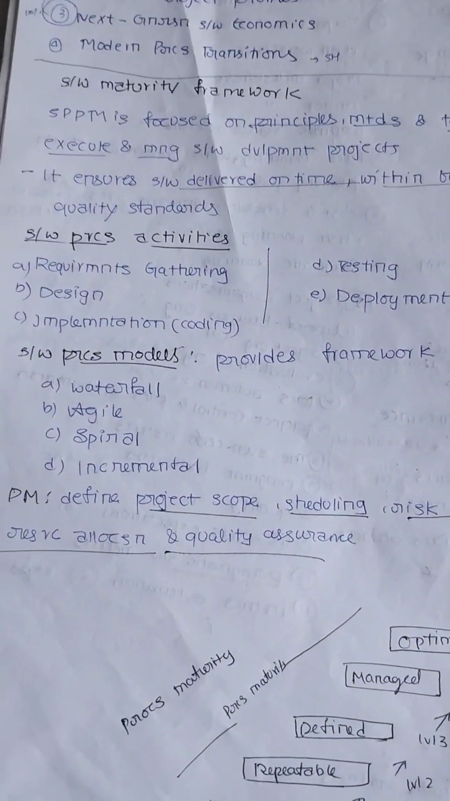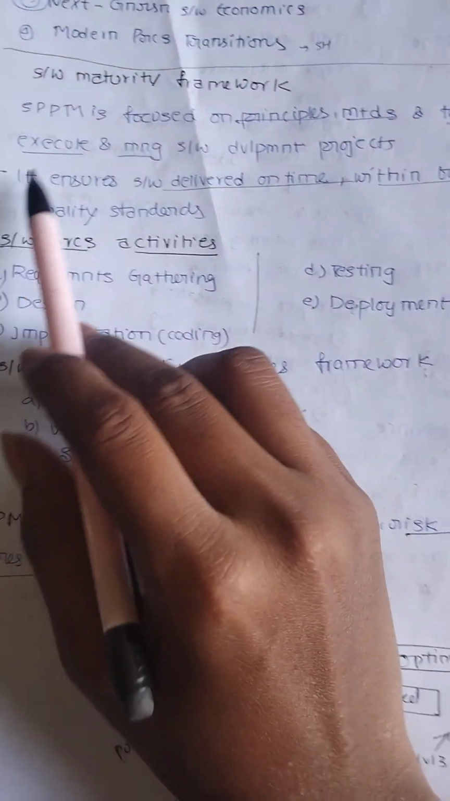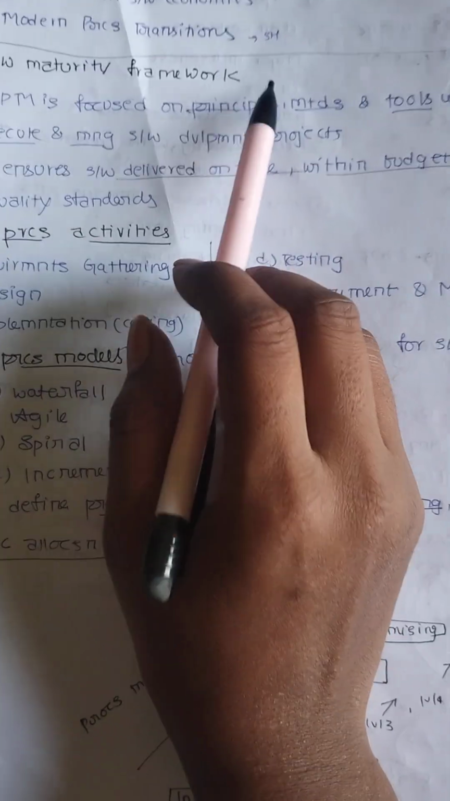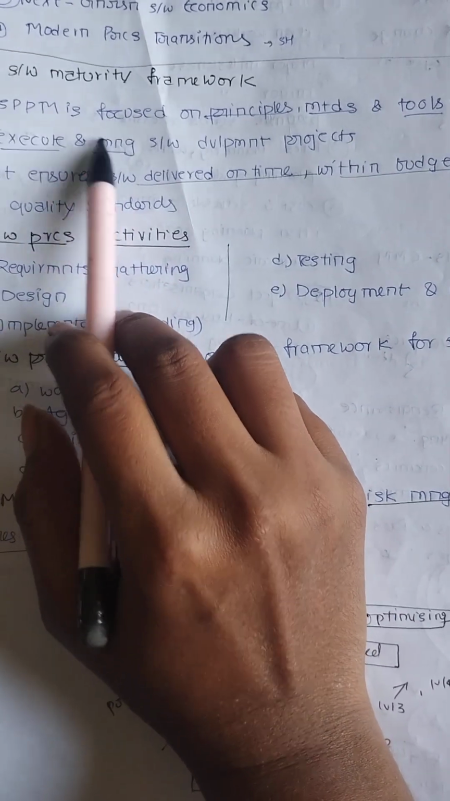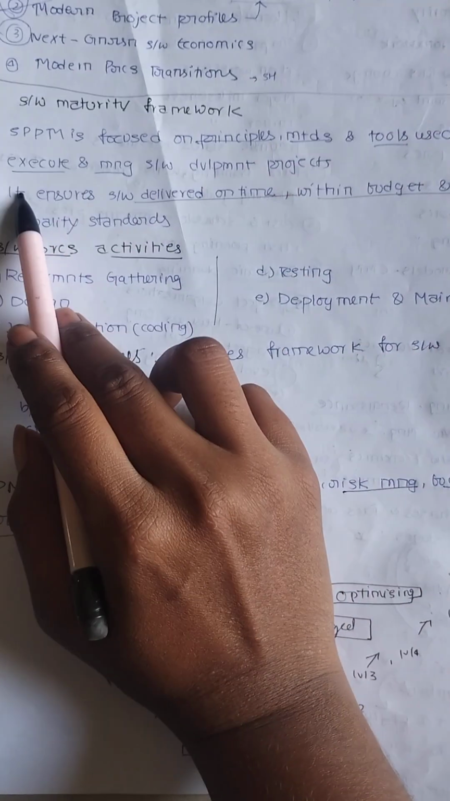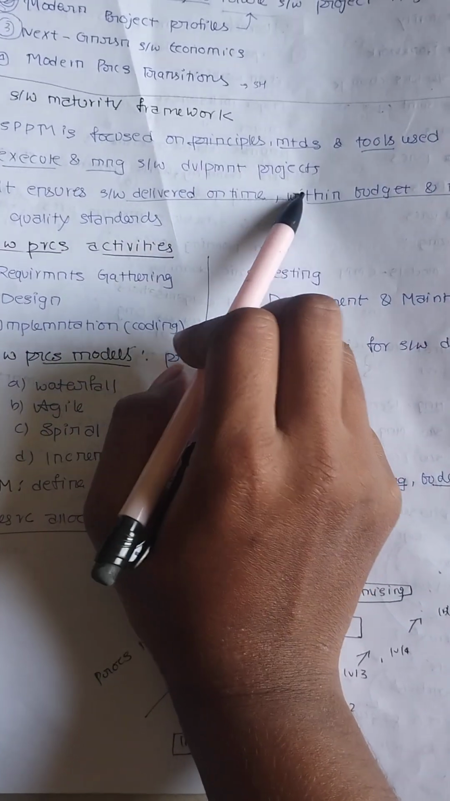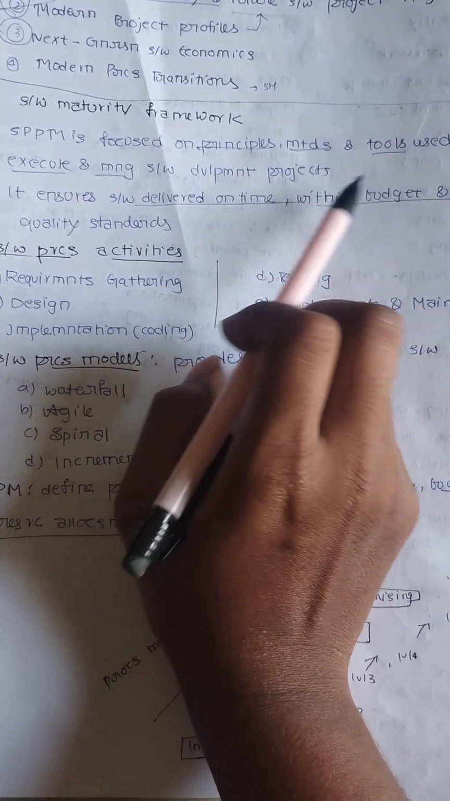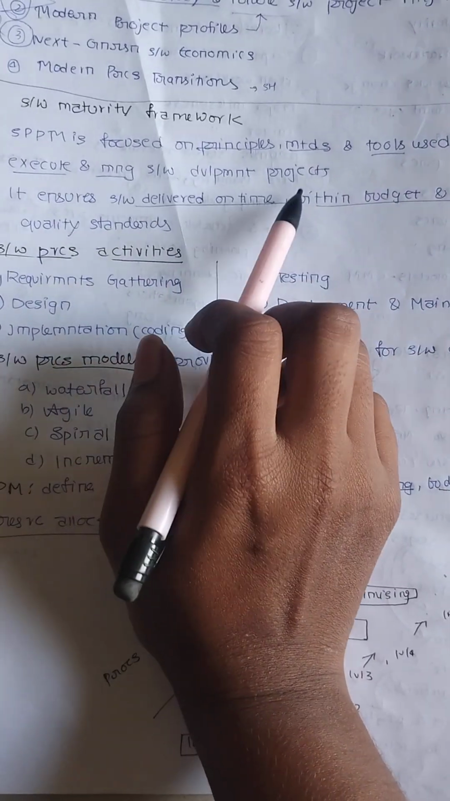Let us learn SPPM. In SPPM, we have the software maturity framework. What is the software maturity framework? First of all, let us know what SPPM is. SPPM is focused on principles, methods, and tools used to execute and manage software development projects.